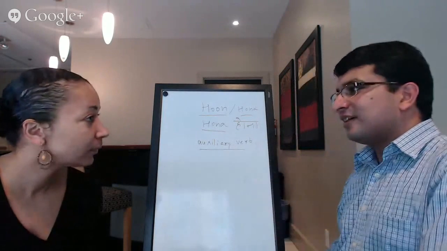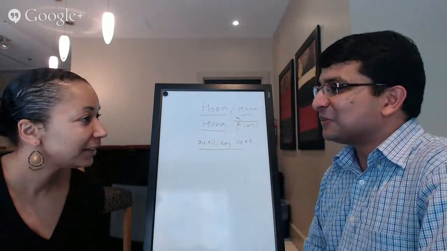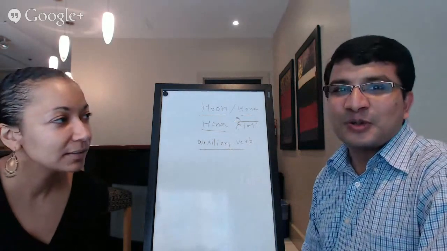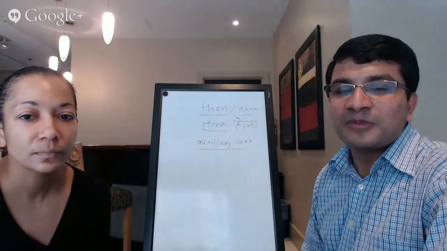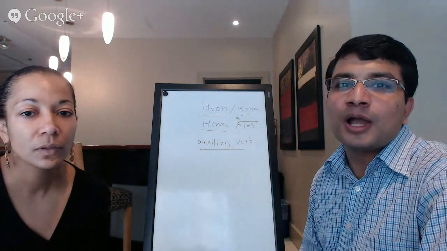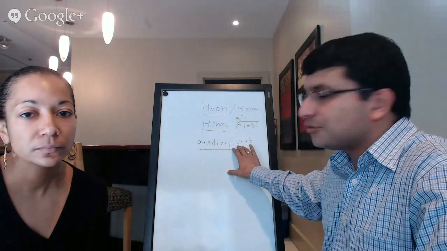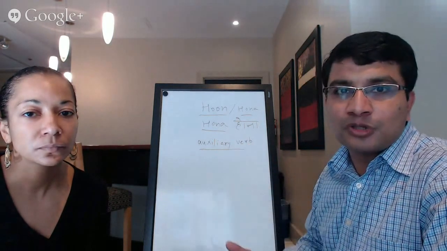Have you used Hona in some of your Hindi sentences in the past? I have used Hona many times. All the times you use. Okay. So as she said, Hona is primarily used in any sentence where you have a verb. And auxiliary verbs are verbs which you will use in any language to support the verb.